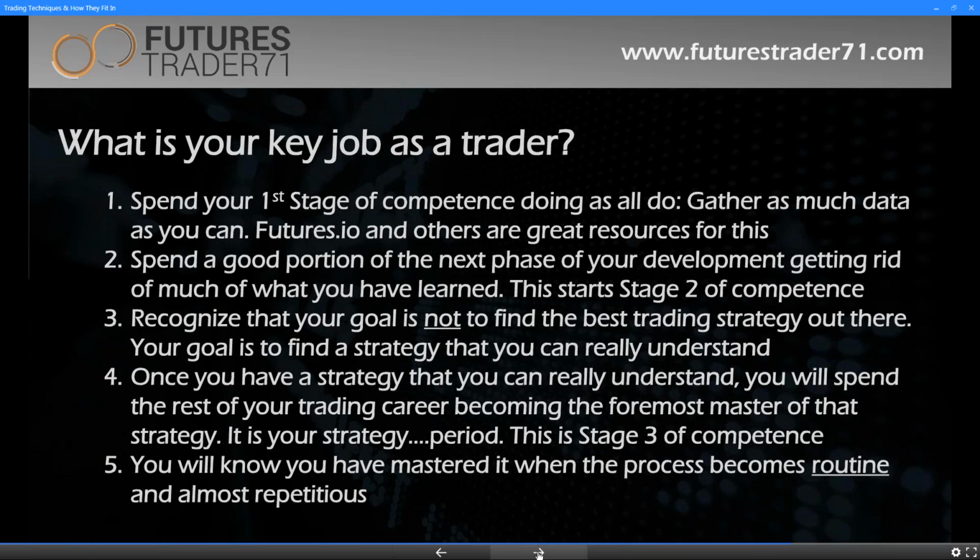It's like the difference between these people that sell a system versus the people who have created the system themselves. As the market changes, you need to have the basis by which you know these are the factors that need to change. So do what everybody else does in the first stage of competence and just gather as much data as possible. Study as much as you want, learn as much as you want, make as many mistakes as you need to. Then spend a good portion of the next phase of your development getting rid of much of what you have learned.